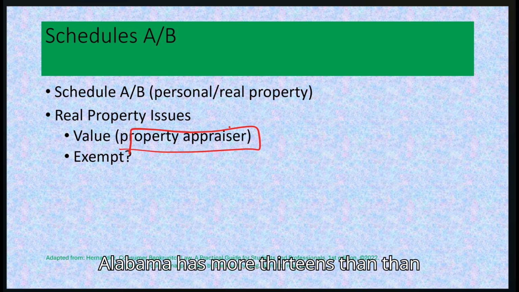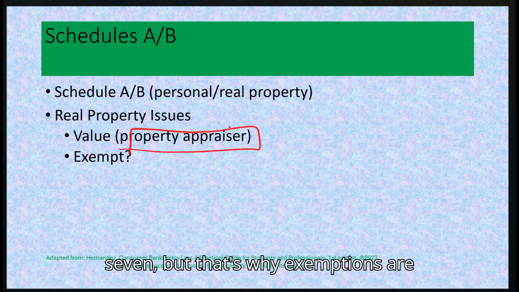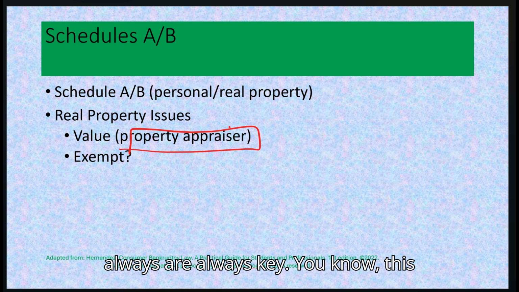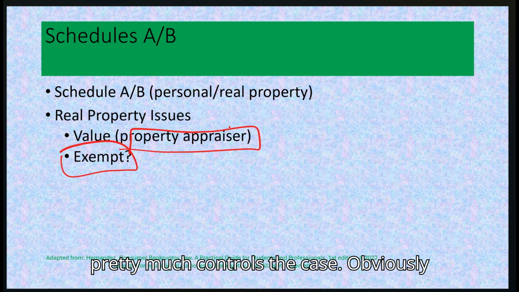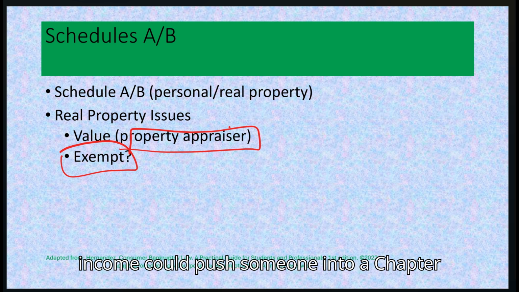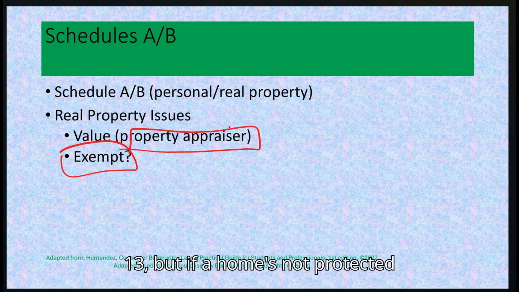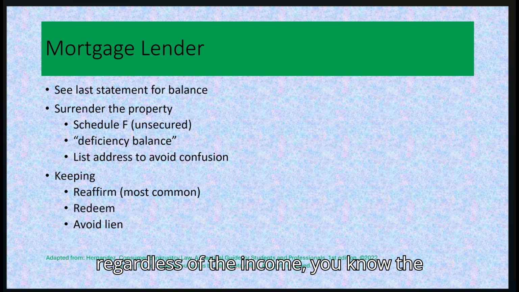So right off the top, I can tell those two states have more Chapter 13 bankruptcies than a state like Florida, which has an unlimited homestead exemption. Guess what? I was correct. Alabama has more 13s than 7s, but that's why exemptions are always key. This pretty much controls the case. Obviously, income could push someone into a Chapter 13, but if a home's not protected, regardless of the income, you know the answer.